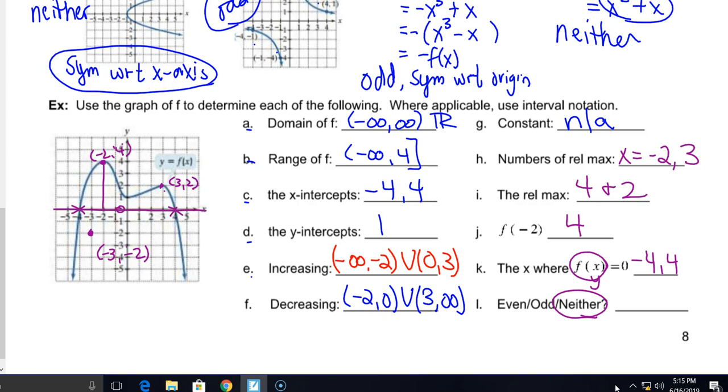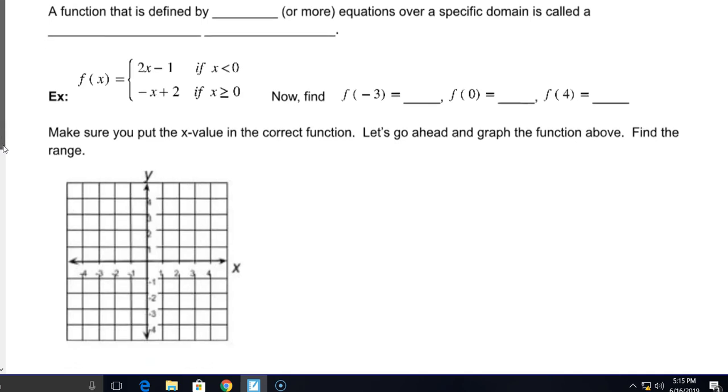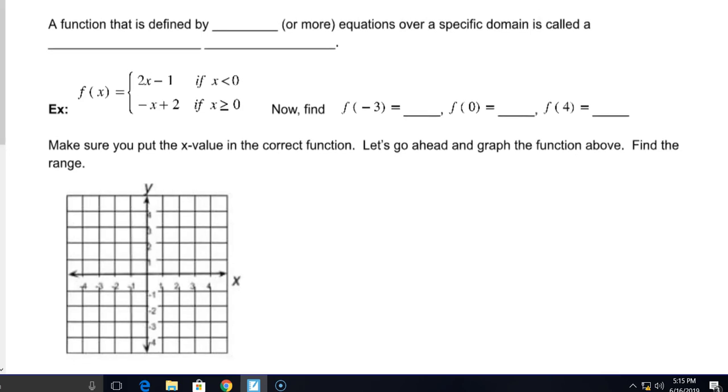Let's turn to our last little piece in this section, and it is dealing with what we refer to as piecewise functions, where we are piecing things together. So a function that is defined by two or more equations over a specific domain is called a piecewise function. I messed that up.